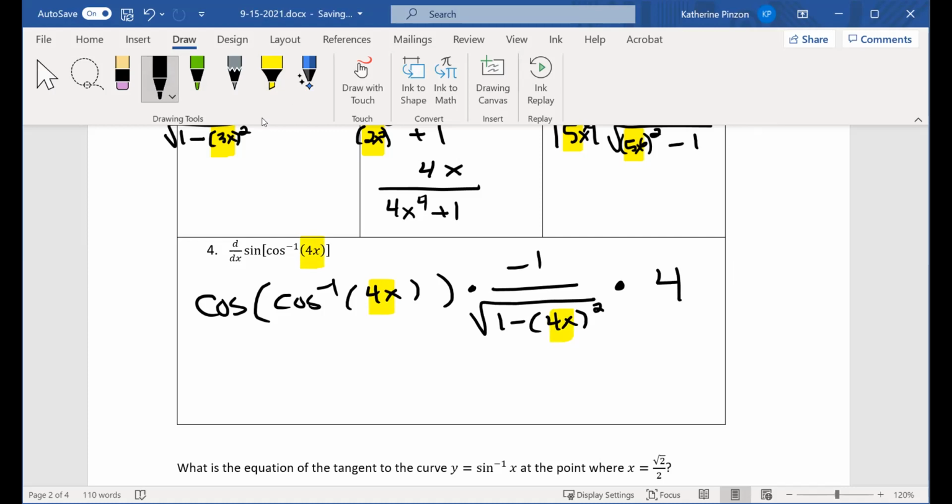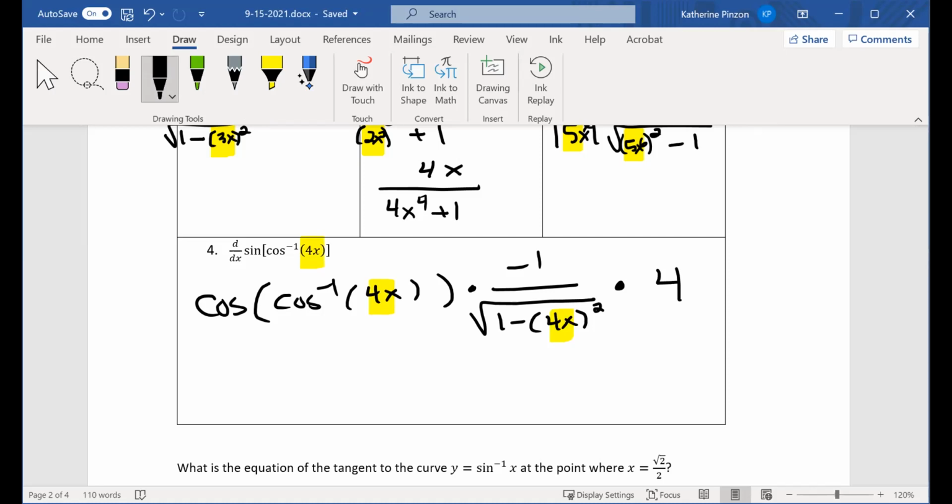So this first piece was the derivative of the sine. You keep all the stuff that's inside it the same. The second piece is the derivative of the cosine inverse. You keep all the stuff that's inside it the same. The third piece was the derivative of that very inside stuff, 4x. So we get that 4 there at the very end.